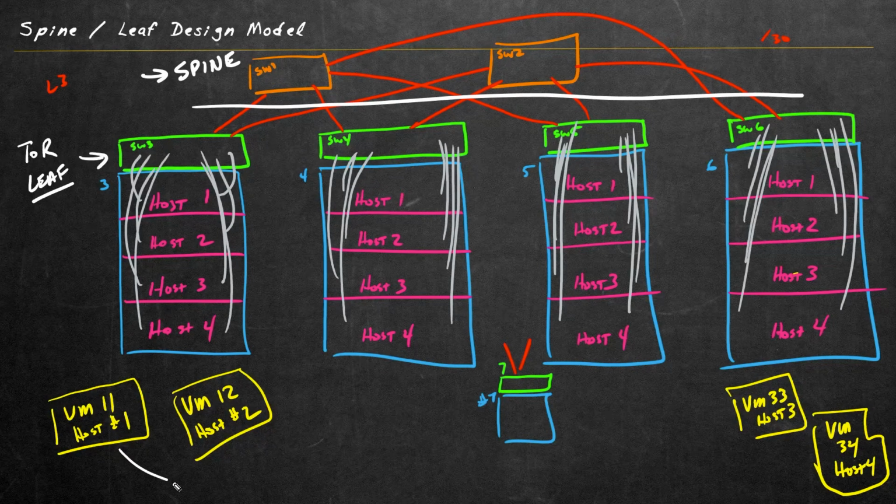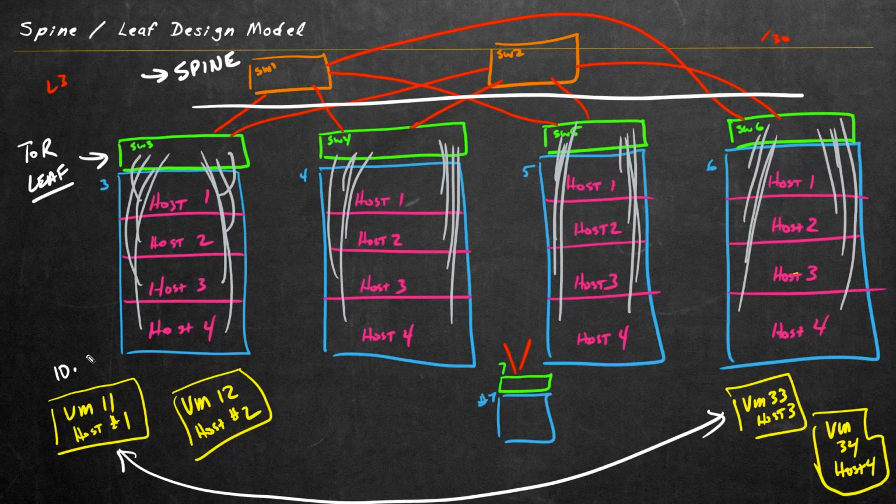So VM11 here can communicate with VM33. Maybe this guy's on the 10.3 subnet, and over here, this VM is on the 10.6 subnet, and they have a layer 3 routed path they can use to reach each other. However, what if we wanted to put VM11 here, which is over here in rack 3, and VM33 over here in rack 6? What if we wanted to logically place them in the same layer 2 network, the same broadcast domain, the same VLAN?